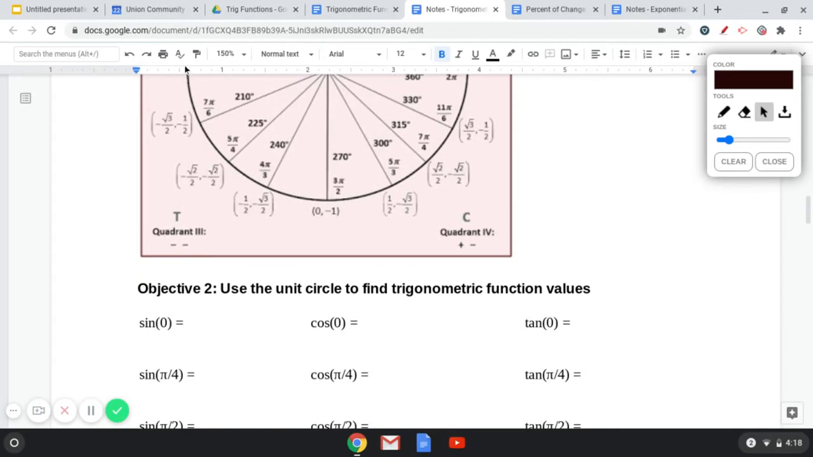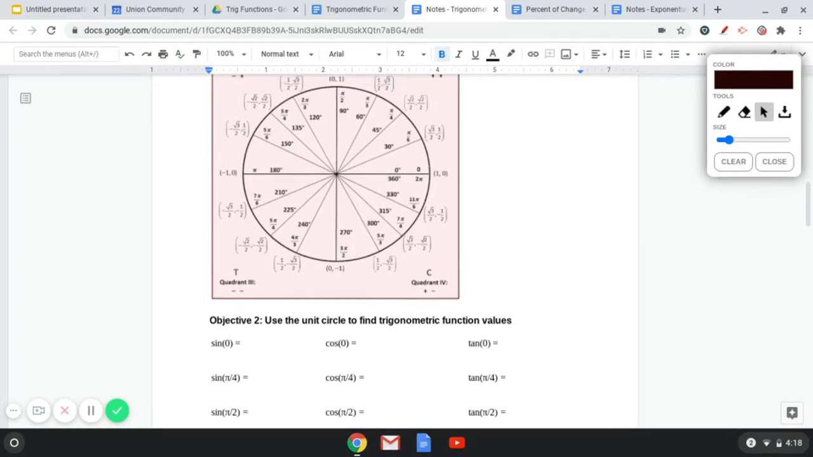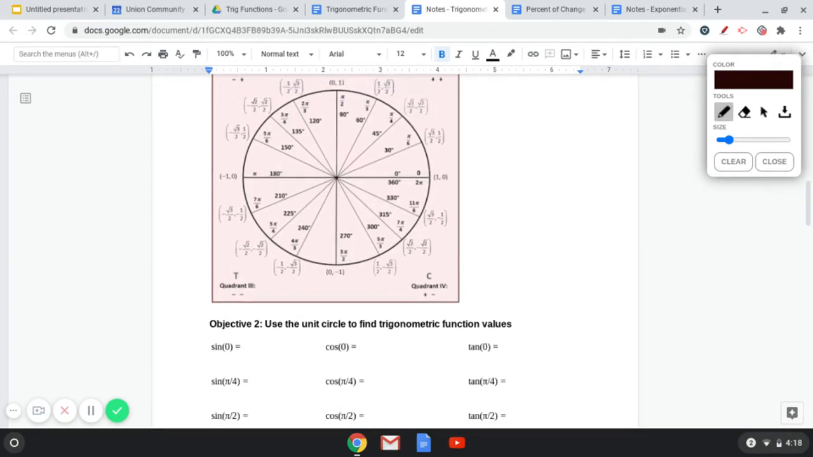Okay. Maybe I can zoom out for the sake of the video. All right. So sine of 0 means this is our angle. So 0 degrees or 0 radians. That means we're going out to here, and this is our point, 1, 0. So sine of this is the y value, which is 0. So sine of 0 equals 0.